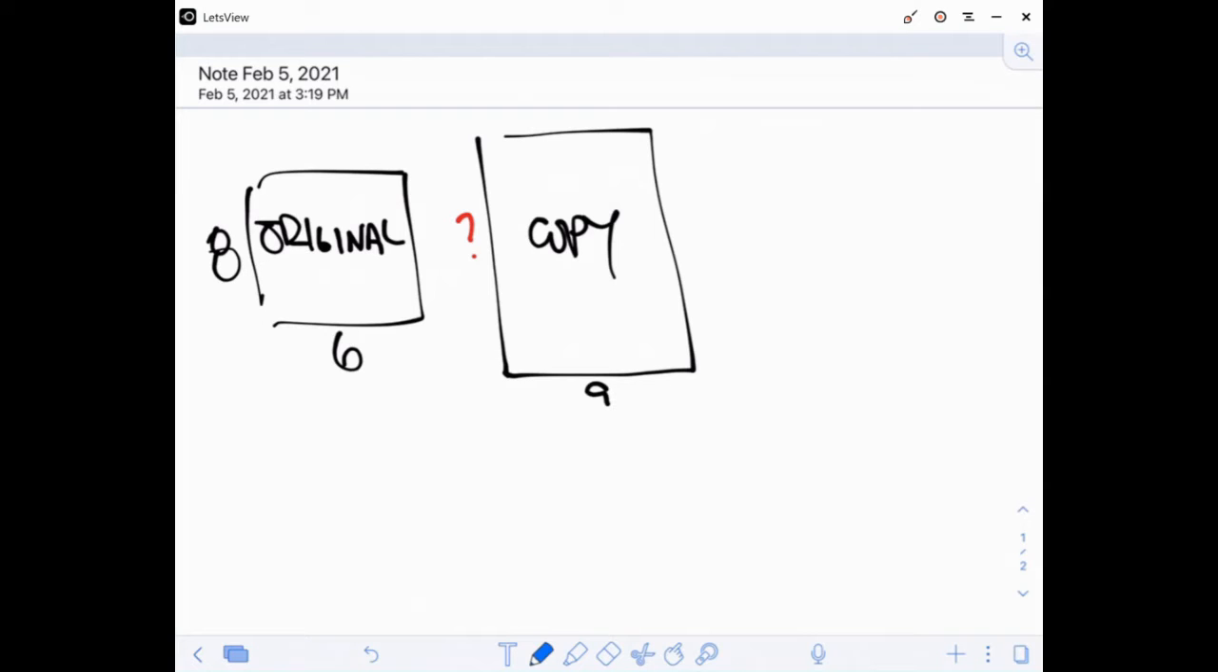All right, we're going to solve these scale factor problems. To start, before we can do anything like finding that red question mark, we need to find the scale factor. And we had talked about using this setup. The scale factor equals the copy over the original. Okay, that setup will help us find the scale factor.